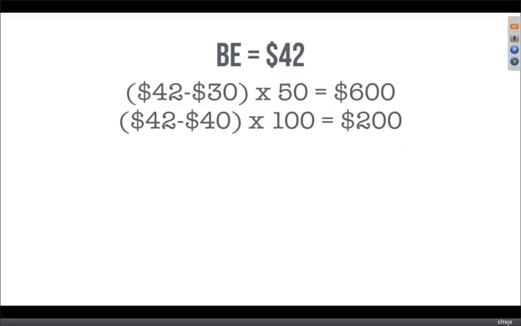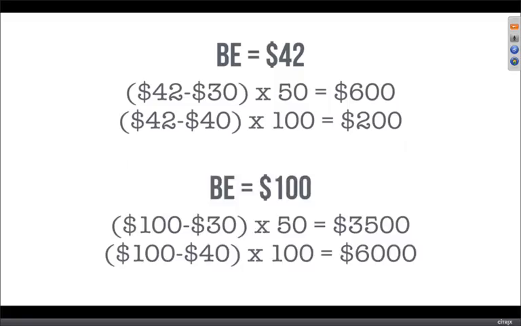So if the break-even's 42, 42 minus 30, break-even minus CPA, that's 12 bucks. 12 bucks of wiggle room there, times the 50 leads is 600 bucks. If I'm only getting $2 a time, times 100 is 200. So clearly, the 50 at $30 would be better.